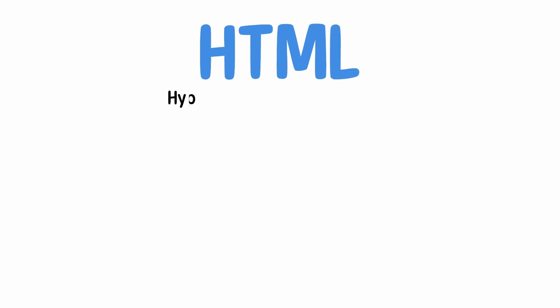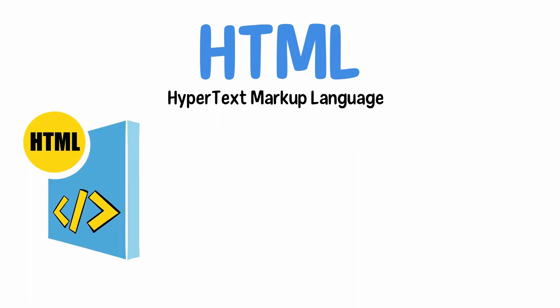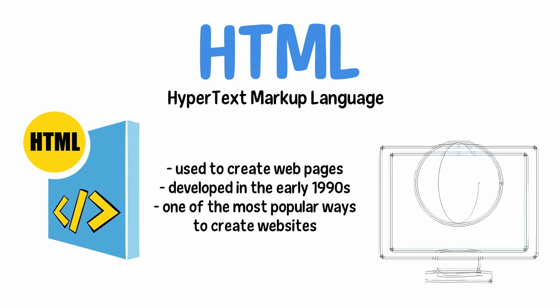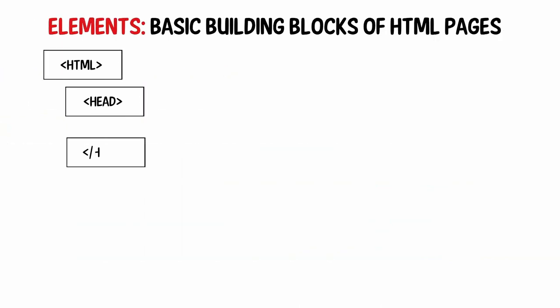What is HTML, and what can it be used for? HTML is a standard markup language that is used to create web pages. It was first developed in the early 1990s, and it has since become one of the most popular ways to create websites. Let's take a closer look at some of the basic building blocks of HTML pages.